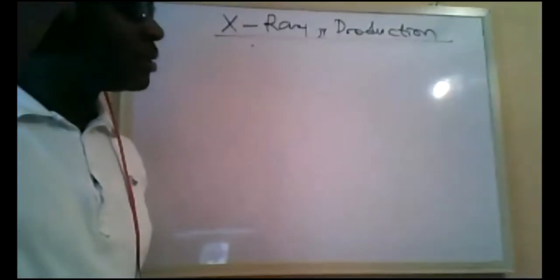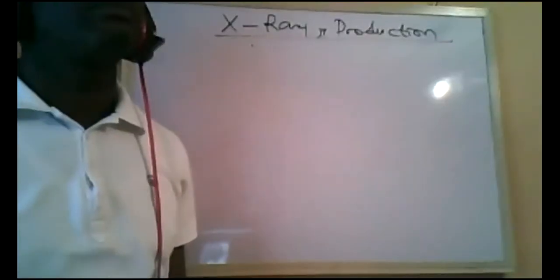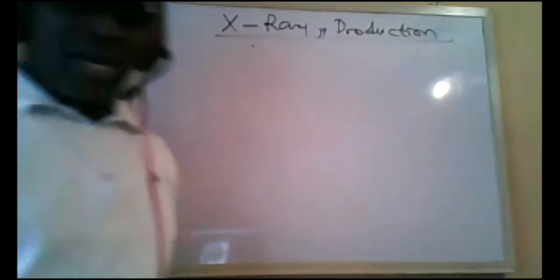I don't know whether I can say something about the Bremsstrahlung, sir. Can I go ahead, sir? Yeah, you can. I just want to add that in the filtered Bremsstrahlung, we have the maximum X-ray production around 1/3 to 1/2 of the maximum energy across the tube. That's what I wanted to add, sir. Yeah, that's correct. Thank you, sir. That is correct.